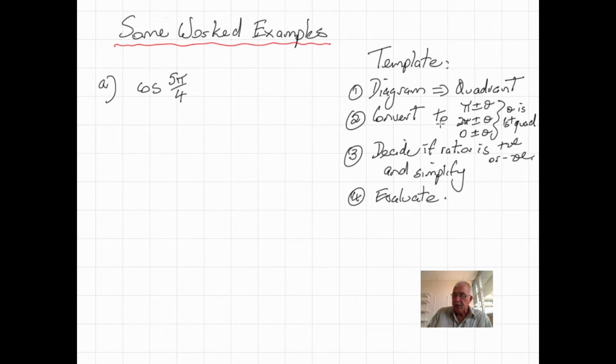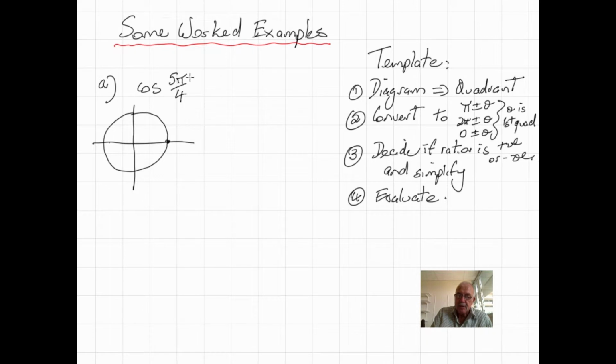Okay, let's see how we can now put this template into action with this question. So the cos of 5 pi on 4. So the first thing to do is to draw a diagram and mark the angle in the diagram. So 0 is here. We always start off at 0 going out on the positive x-axis, so that's 0.